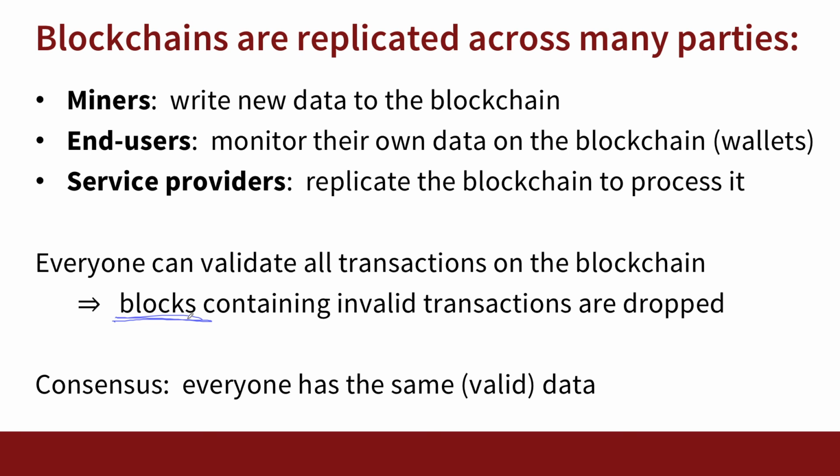And the point is that consensus means essentially everybody's looking at the same data, and because they've all validated it, we know that it's the same valid data. So everybody agrees on the state of the blockchain, and presumably all the transactions that are on the blockchain are all valid under the rules of the blockchain protocol.